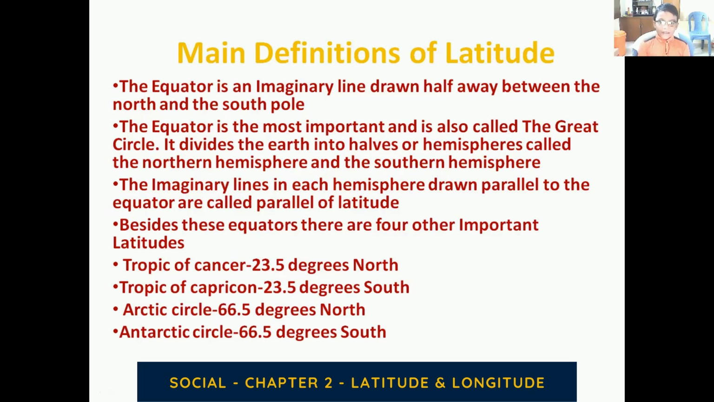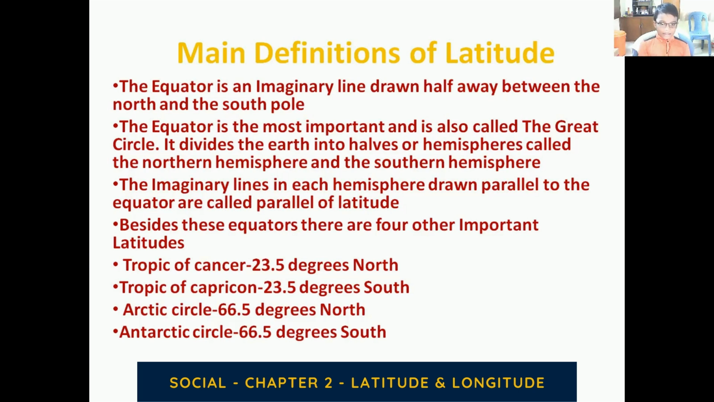2. The equator is the most important line and is also called the Great Circle. It divides the Earth into halves or hemispheres called the Northern Hemisphere and the Southern Hemisphere. 3. The imaginary lines in each hemisphere drawn parallel to the equator are called parallels of latitude.